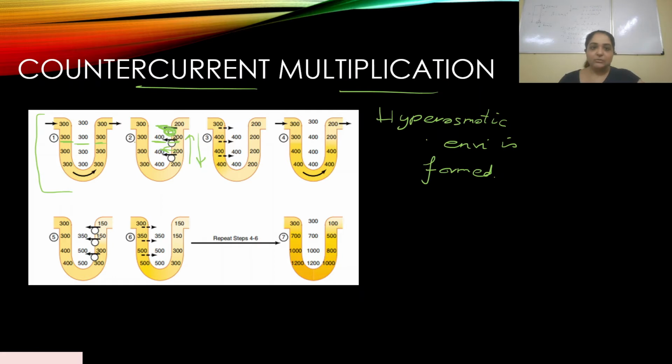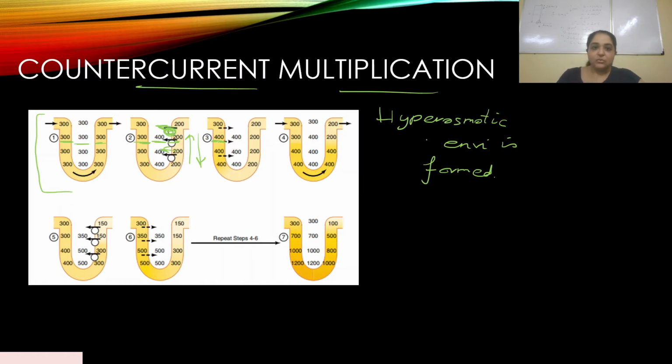So what happens over here? 300 will become 400, because now there is more salt content inside the descending limb of the loop of Henle. Water is coming out, which means salt is still remaining inside. That's why you see this dark yellow liquid over here. It means it's more concentrated. Over here it is light because salts have moved out, and there is water over here, so it's less concentrated.